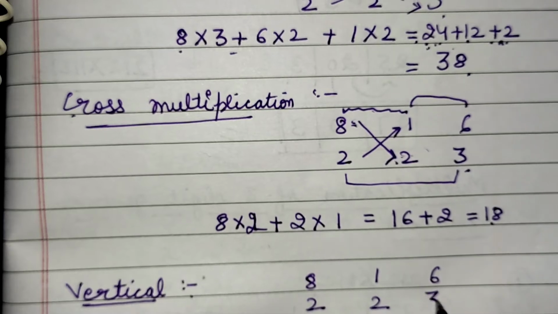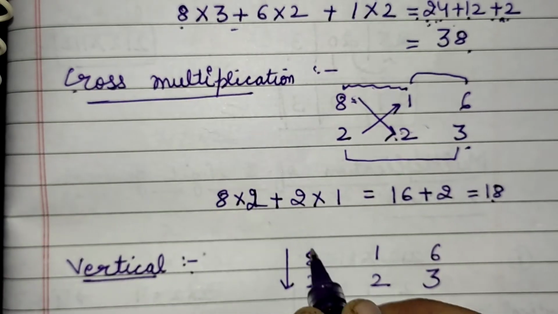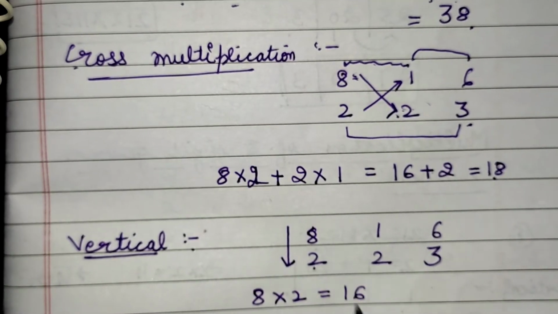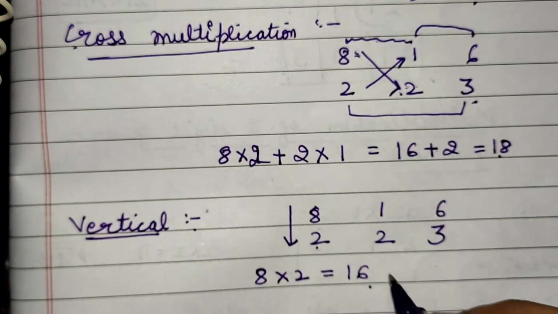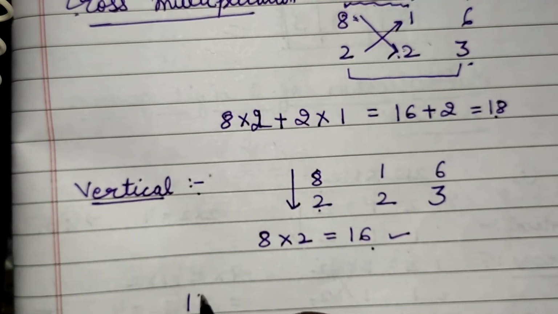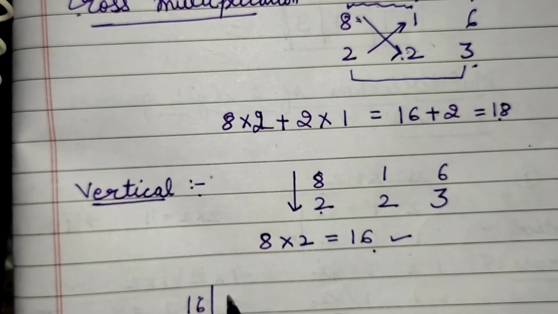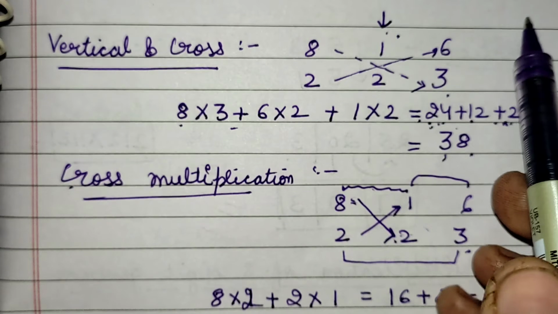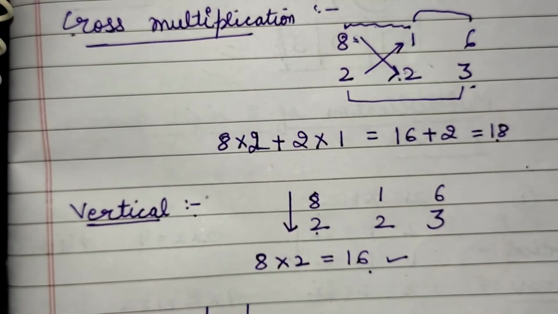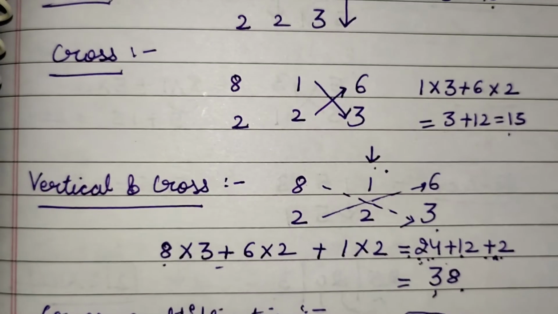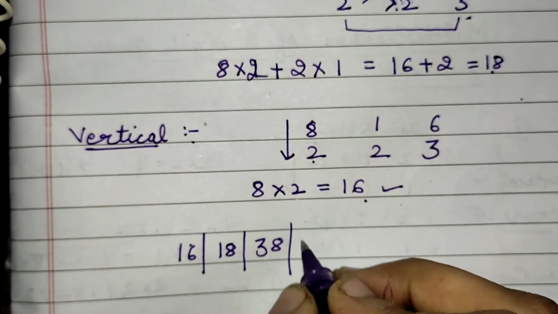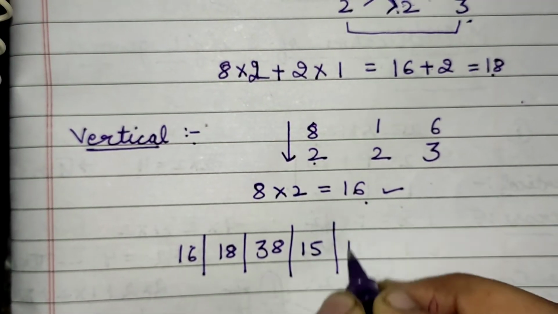So the last step now is my vertical multiplication. How will I do vertical multiplication? 8, 2, 1, 2, 6 and 3. When I do vertical multiplication, I will get 8 into 2 is equal to 16, right? So this is my first part of the answer. As I have told you earlier, 16, 18 will be my second part of the answer, then 38 and 15. 38 will be my third part of the answer, then 38 and then 15, and the last part of the answer will be 18. So write down here 15 and 18.